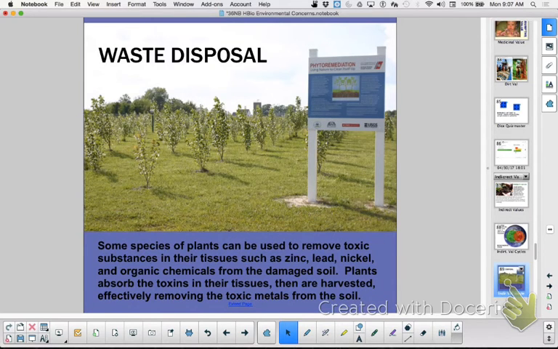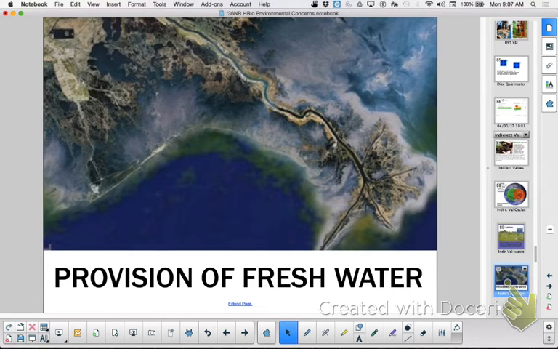Another one is provision of fresh water. Most terrestrial organisms need fresh water, and forests are sponges that hold and release water over time.